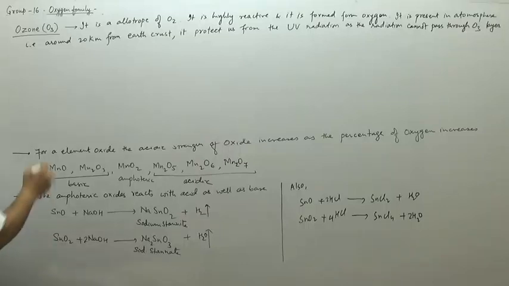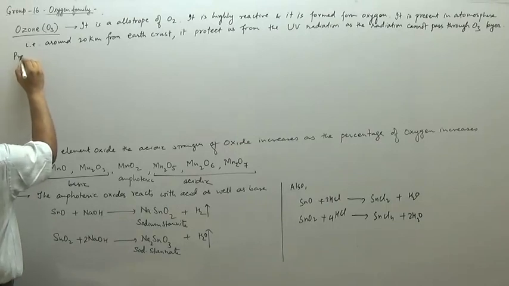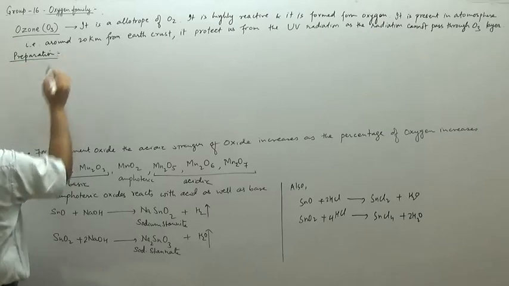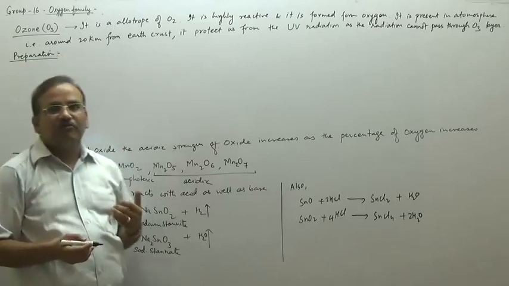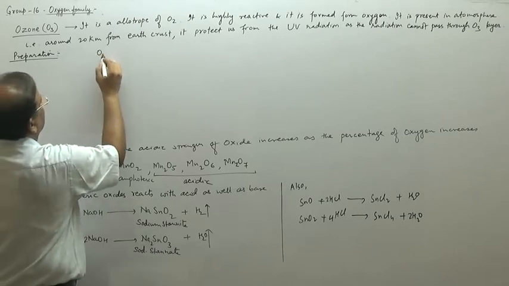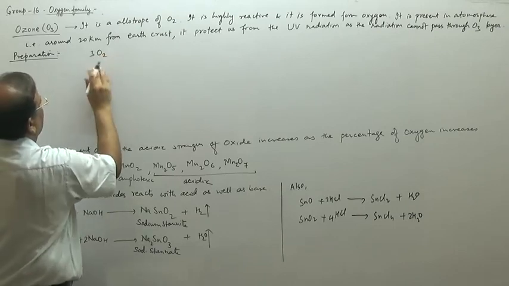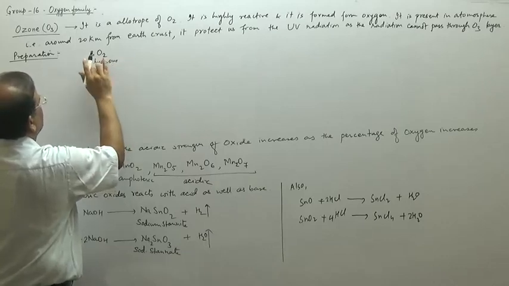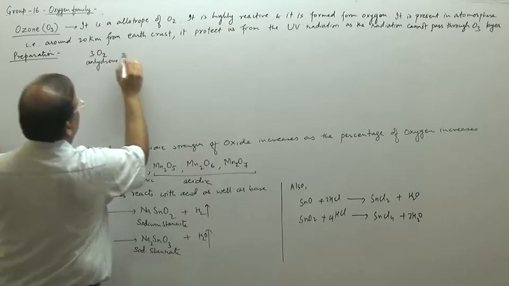Now let us check how we can prepare it. So we'll write the preparation of ozone. Obviously the preparation of ozone will be from oxygen. The best method for the preparation of ozone is from oxygen with a silent discharge tube. So anhydrous O2 is treated with silent electric discharge.